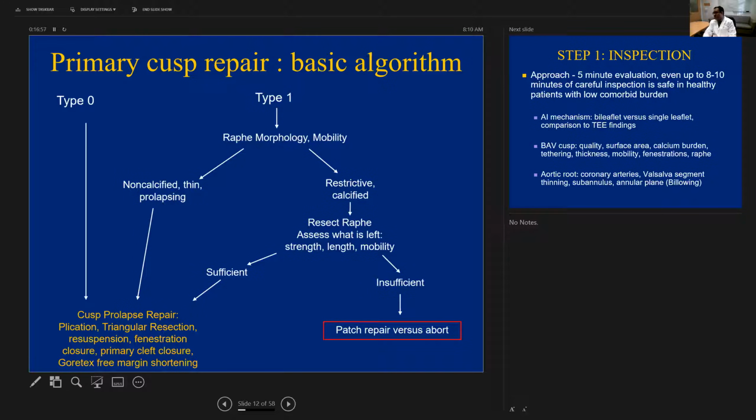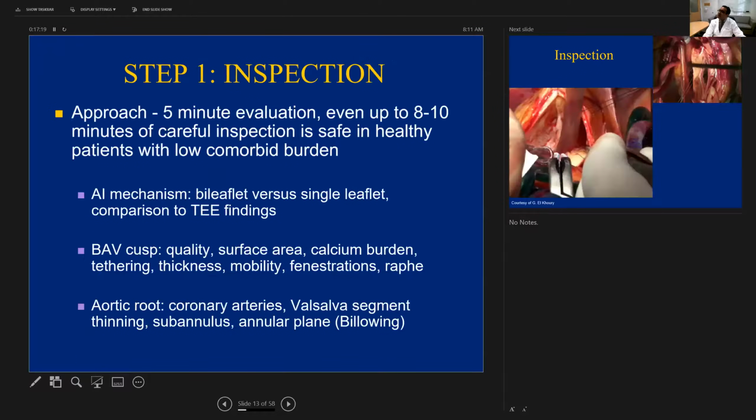I, as a practice, do not do patch repairs because the long-term durability is not good. So in today's world, typically in the adult population in their 40s and 50s, we don't go towards patch repair much. But in the congenital pediatric population, it's still something that's done because they're children and you want to give them the best chance possible before mechanical valves.